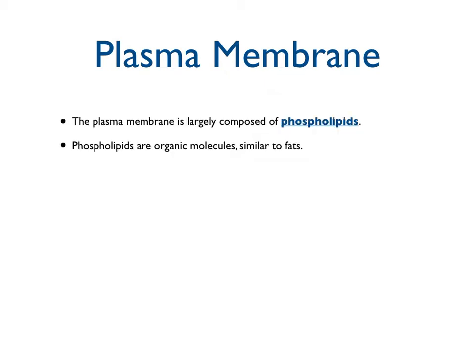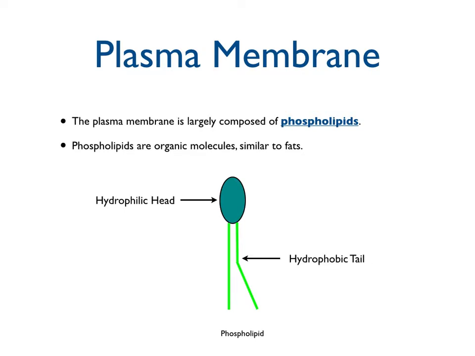The plasma membrane is composed largely of phospholipids, which are organic molecules similar in many ways to fats. The figure on the screen shows the structure of a typical phospholipid. Notice that a phospholipid has two distinct parts: a polar hydrophilic head region and a nonpolar hydrophobic tail region. The structure of the phospholipid is important because it determines the overall structure of the plasma membrane.